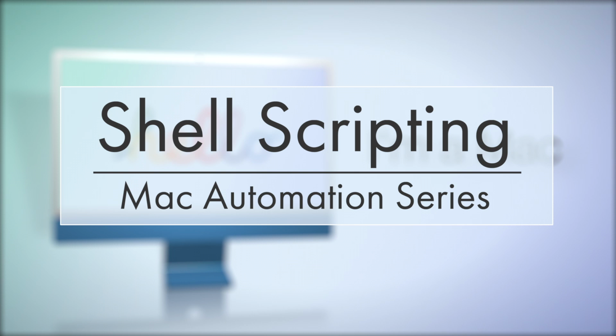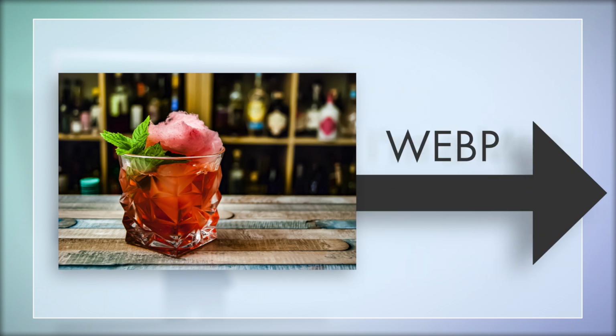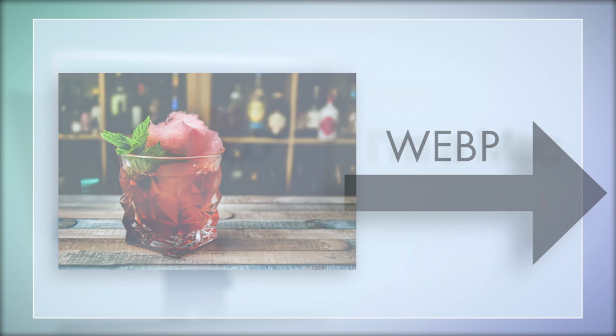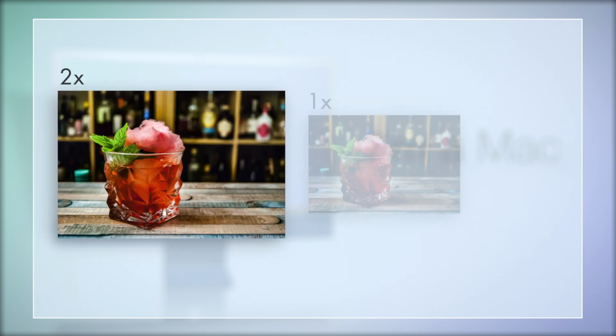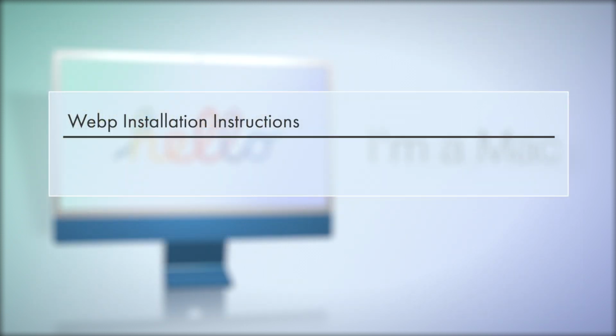In this video, we're going to go over the creation of a simple shell script that will convert the supplied images to WebP format in a 2x, 1x and 1/2x scaling. This makes it easy to convert several images for use in a web design environment. It does assume that you have installed the WebP encoder.